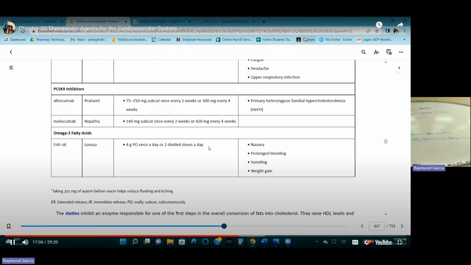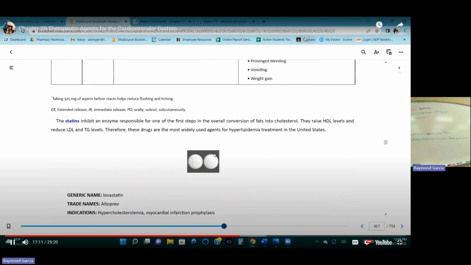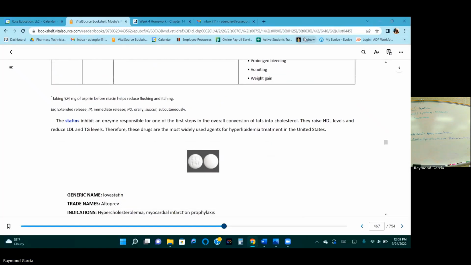Omega-3 fatty acids. You see a lot of people who take omega-3 fatty acids. It's another good cholesterol type of thing. So if you eat fish, good cholesterol. This is not the same as the fish oil that you get over the counter. It's prescription strength Lovaza.